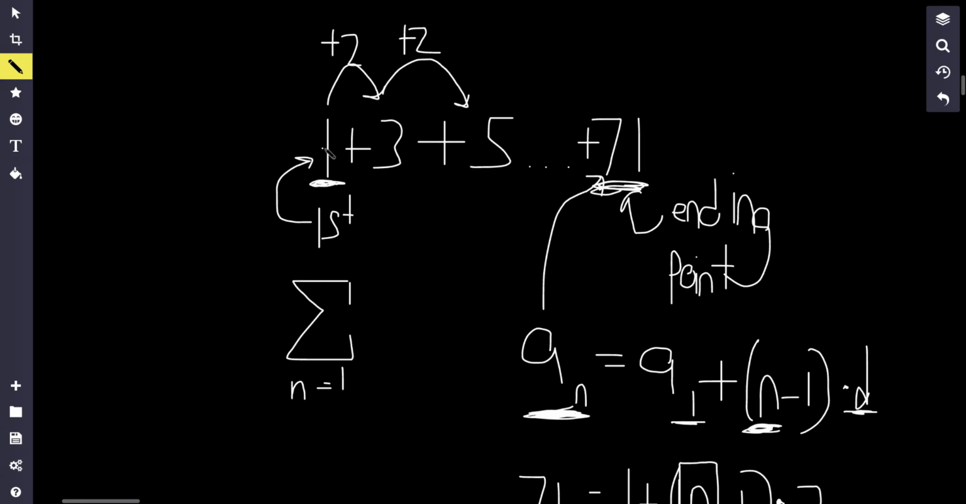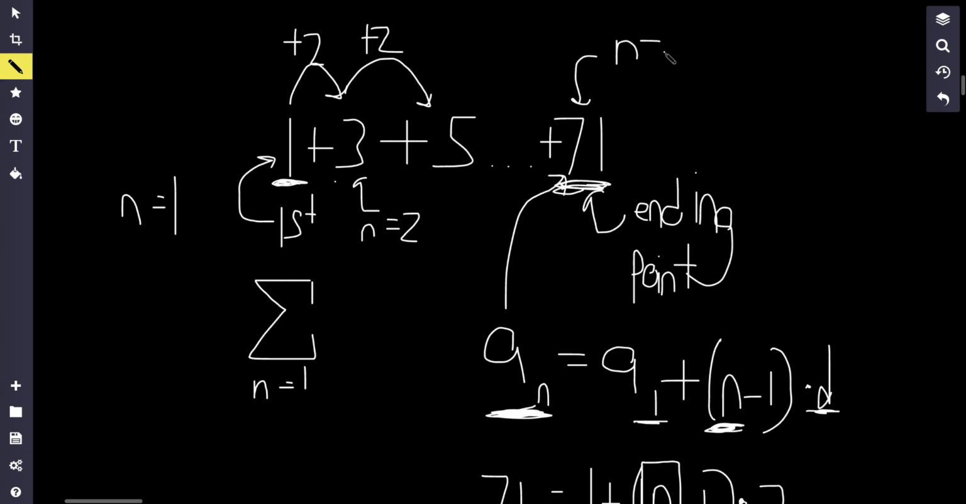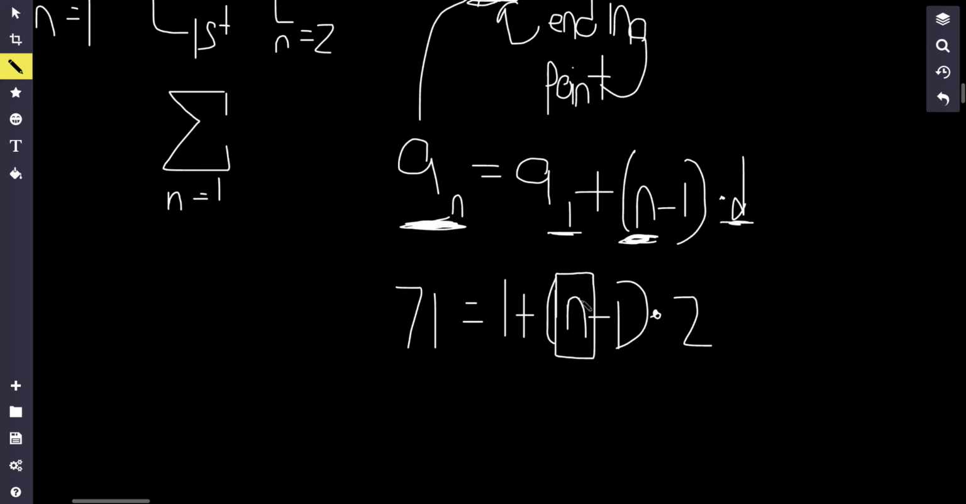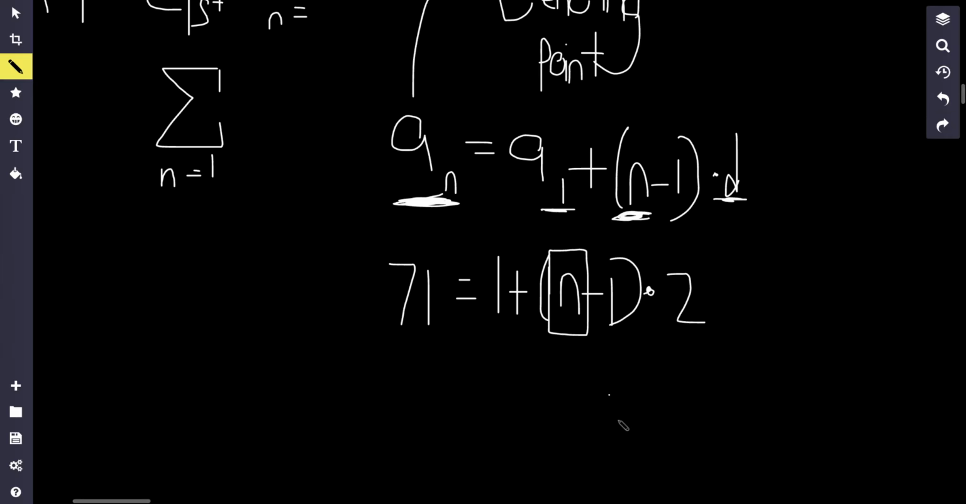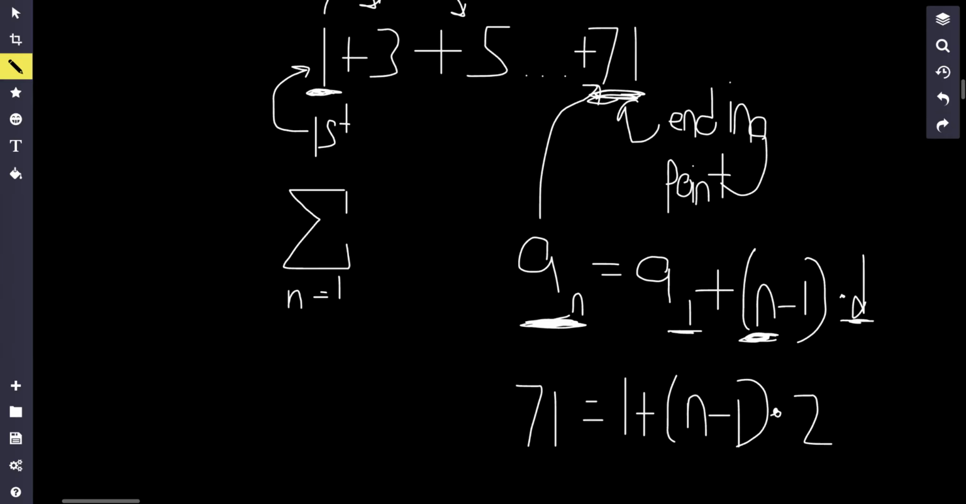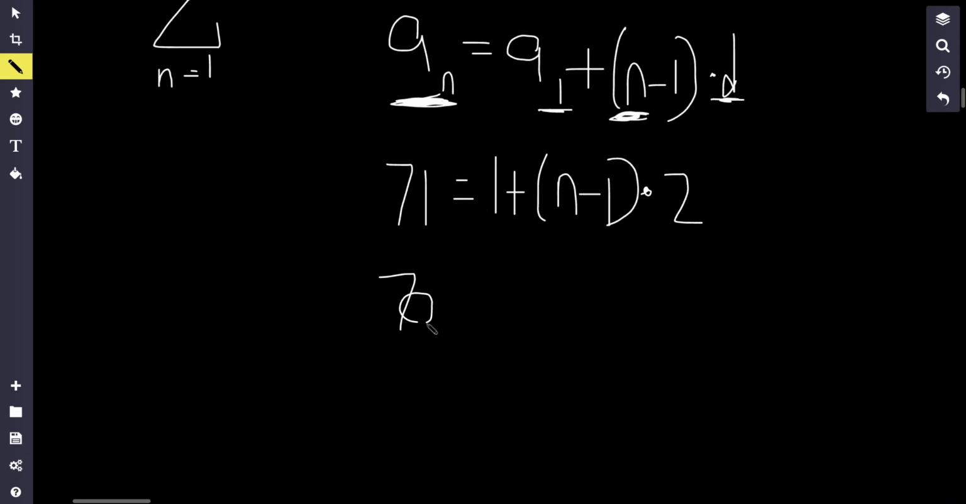So for my first term, my n value is going to be equal to 1. For my second term, my n value is going to be equal to 2. But we don't know what n value 71 is. We don't know what specific term it is. We know this one's the second term, this one's the third term, but we don't know which term this one is. So we're solving for n in this case. We're just going to do the same steps we have done before. We are going to subtract 1 so that we get 70 is equal to n minus 1 times 2.